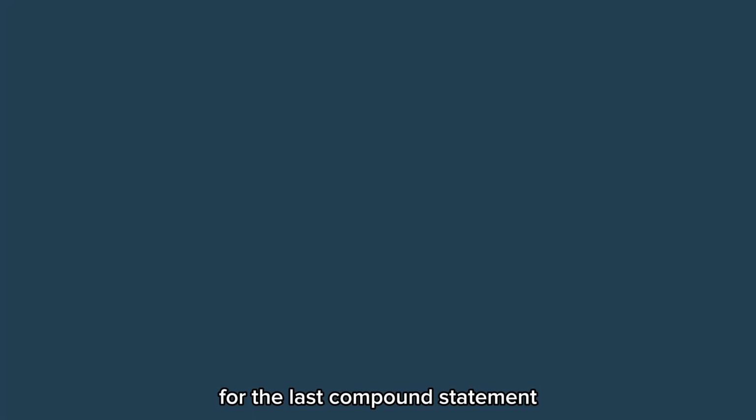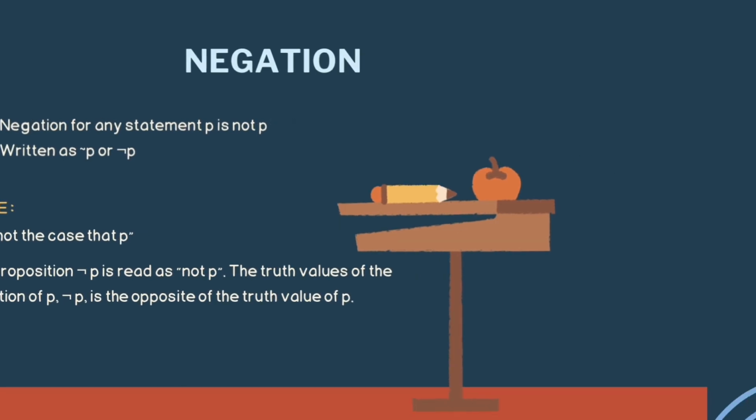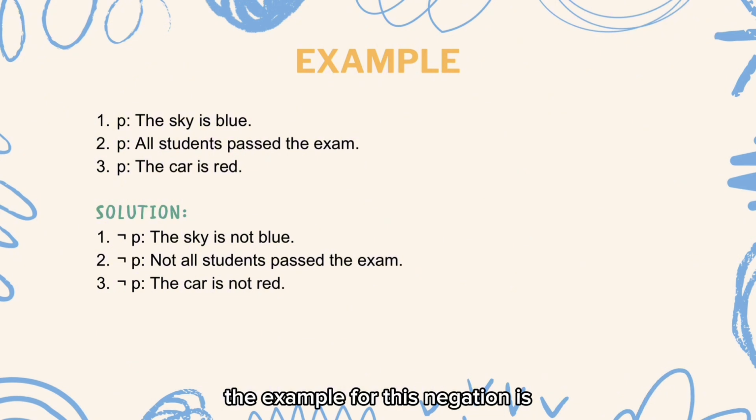The last compound statement is negation. Negation for any statement P is not P, written as ¬P or ~P. For example, it is not the case that P, which is the proposition negation P, is read as not P. The true value of the negation of P is the opposite of the true value of P. The example for this negation is number 1, P: the sky is blue. So the negation of P is the sky is not blue.